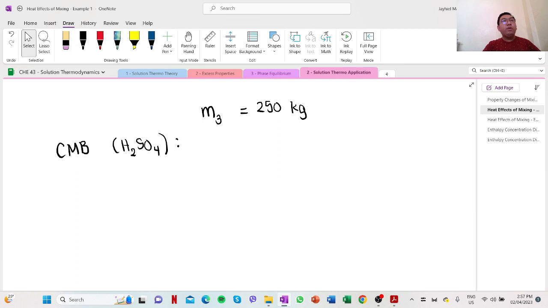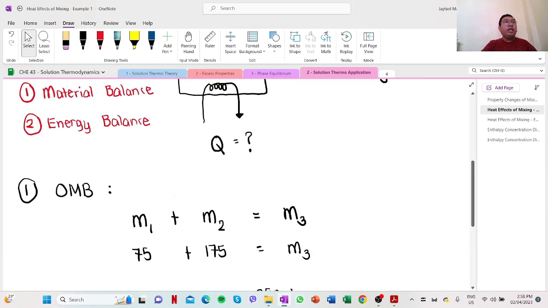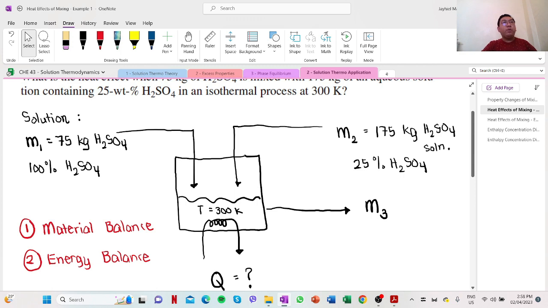So for stream number one, I think I just need to write it to formalize everything. I'm doubting whether I need to write the symbols or not, but anyway, I just wrote it. So for W1, the weight fraction of H2SO4 in this case is 1, right? This is pure H2SO4 in stream number 1.